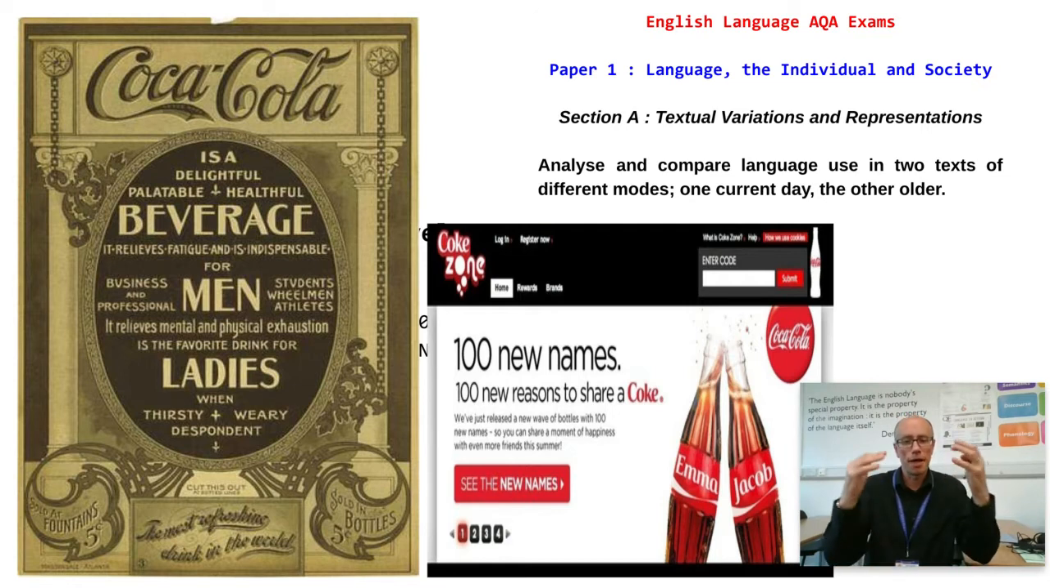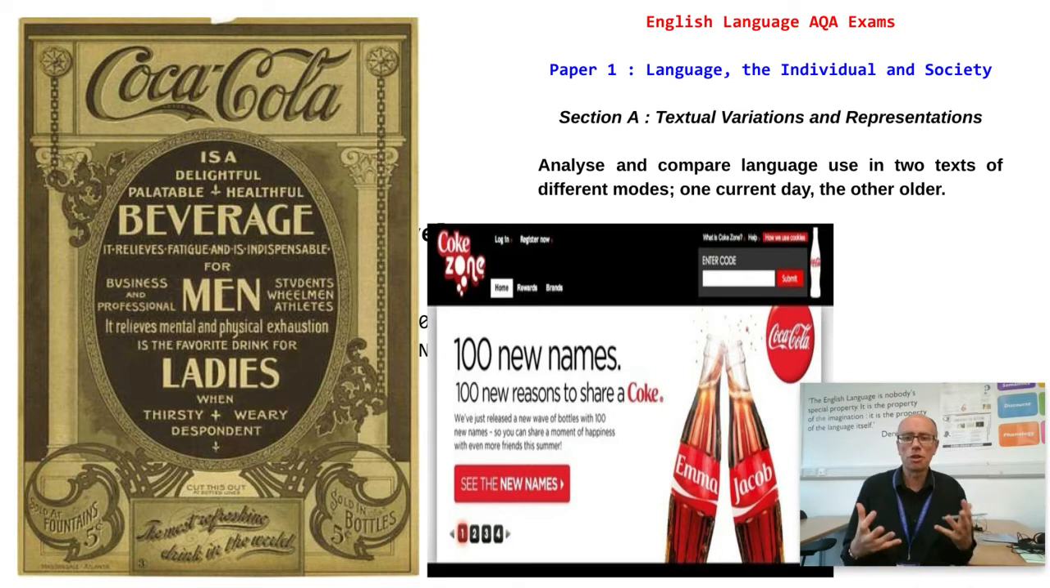The way that males and females are separated out in this advertisement. The males are characterized in terms of the things that they do, so that they are business and professional, or they're students, or they're wheelmen, which I assume is an early form of cyclist, or athlete. So they're all people who do things, whereas ladies are represented as being perhaps thirsty and weary and despondent. So obviously gender stereotypes are coming through in these representations.